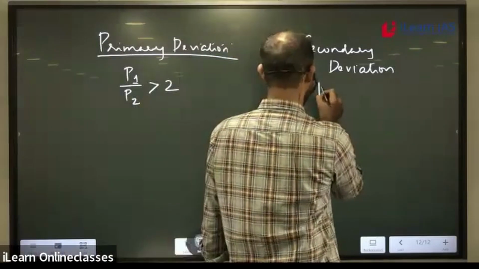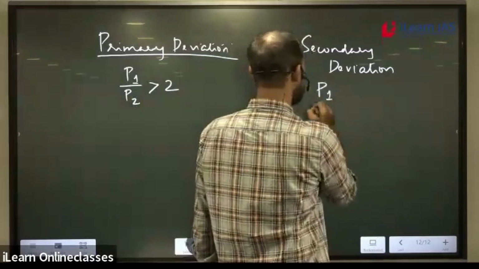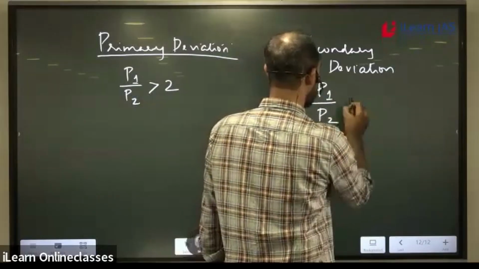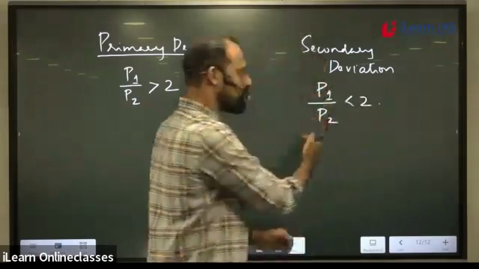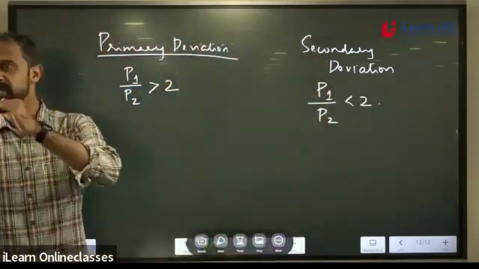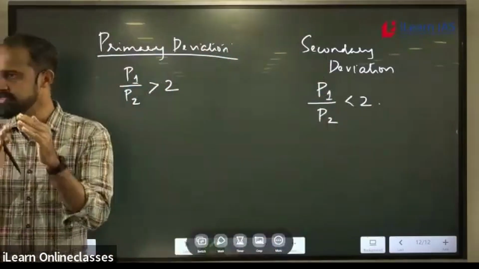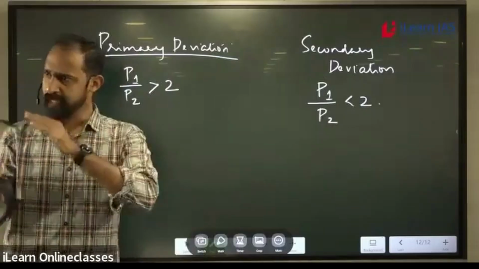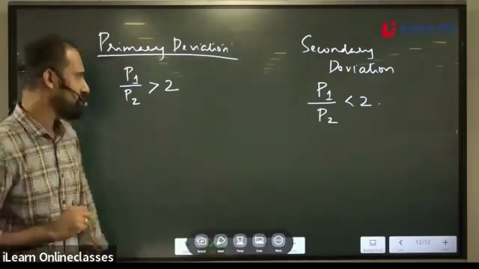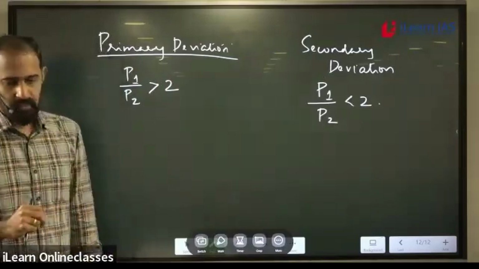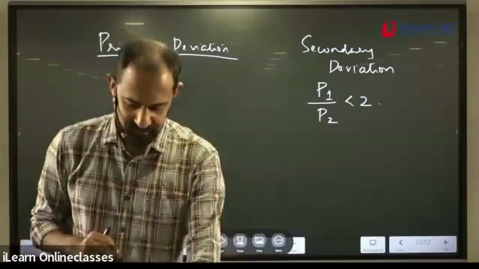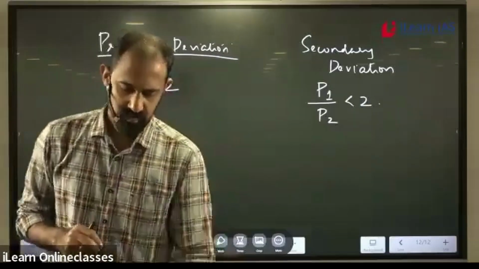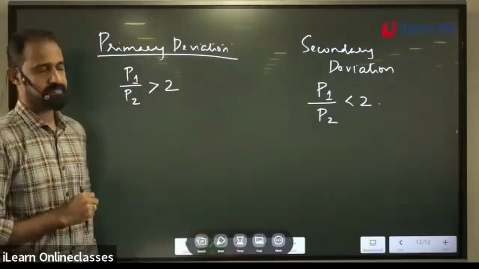Then what will be this case? P1 by P2 will be less than 2. That is, the difference between P1 and P2 is less. The largest city and second largest city do not have the same, but closer populations. So this is primary deviation.